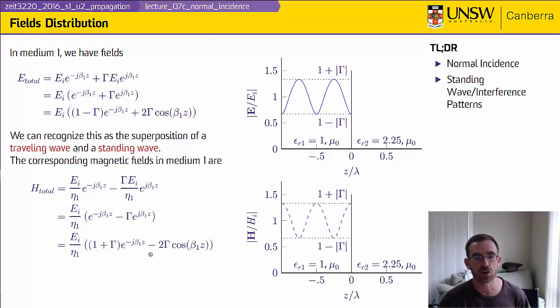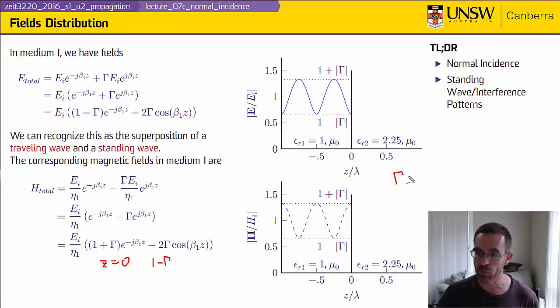When I gather my terms, I end up with a slightly different expression. Instead of 1 minus gamma plus 2 gamma cosine, I end up with a 1 plus gamma times the exponential minus 2 gamma cosine. At the interface in this particular case, when z equals 0, I'm going to have 1 plus gamma minus 2 gamma. So I end up with 1 minus gamma. But remember, gamma was a negative number, right? Gamma was minus 1/3. So 1 minus gamma will be 4/3, or 1.33333.